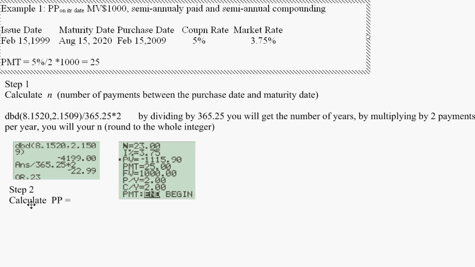And the next step, step 2, we just calculate purchase price on that date. So we have n is equal to 23. Our market rate is 3.75. Payment is 25. Future value $1,000 we are to receive on the maturity date. 2 payments per year, 2 compounding periods, and that gives us 11.15.